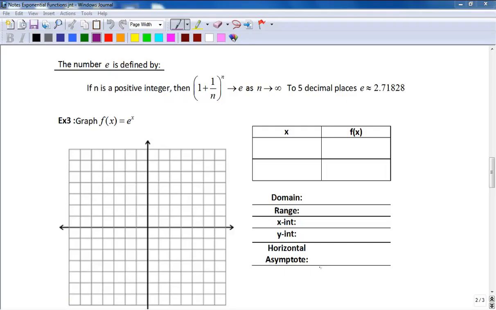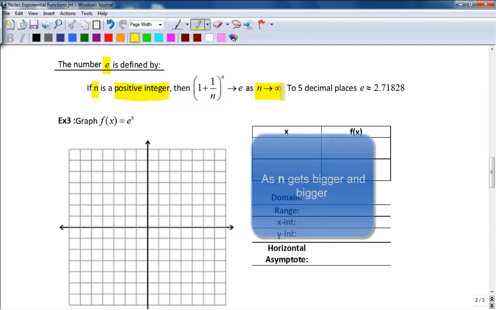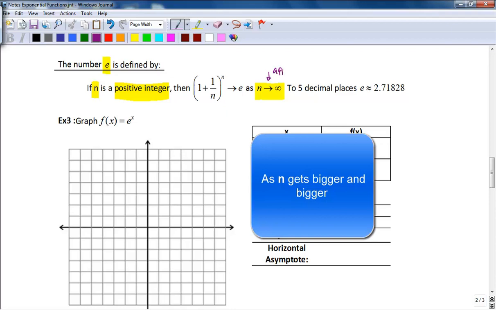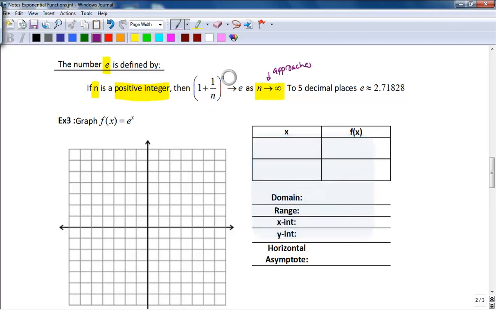We're going to talk about the number e so that we can discuss the natural exponent. So the number e is defined as follows. Let's say you have some positive integer n. Now, as n approaches infinity, this arrow here means approaches. So as n gets larger and larger, this in here approaches a number that's called e.